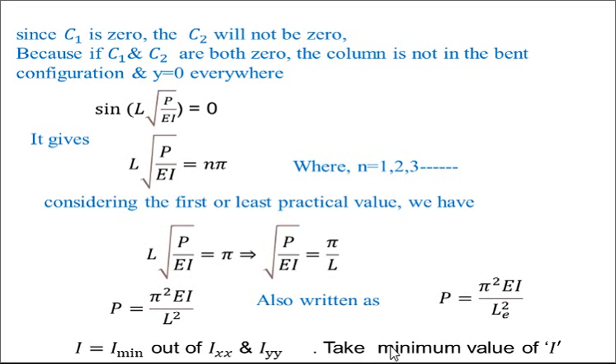This Euler's formula is useful only for long columns, whose length is large compared to the lateral dimensions. Lateral dimensions may be diameters or the breadth of the column. So it is applicable for long columns. You have to remember this Euler's formula, because there are problems based on it, which we need to solve depending upon the end condition. This Euler's formula is derived considering the end condition that both ends are hinged, and then we have solved and determined this crippling load.